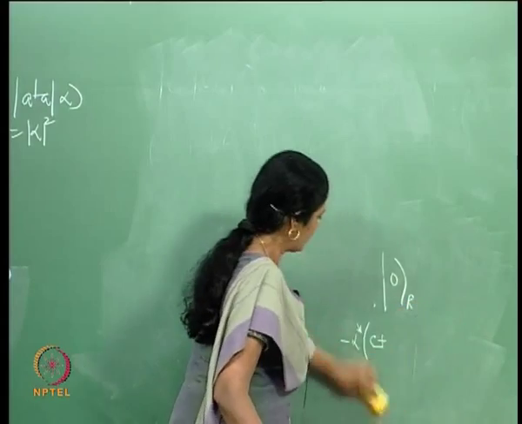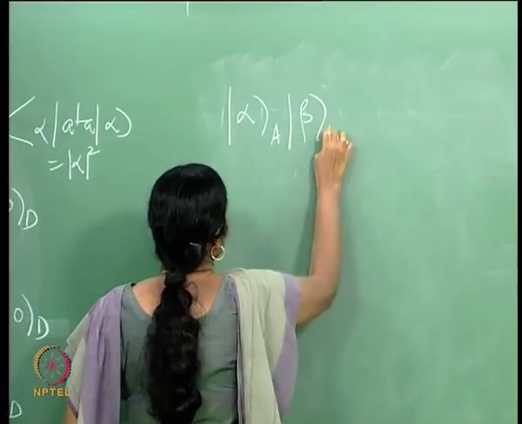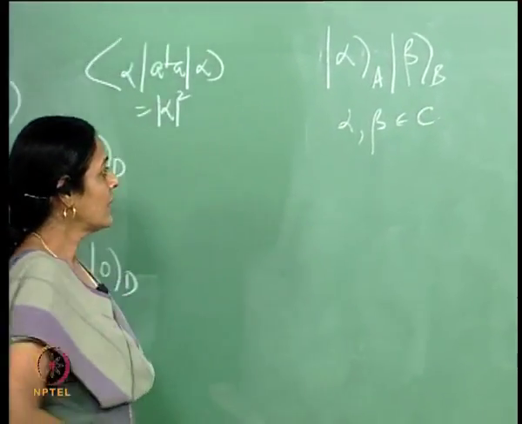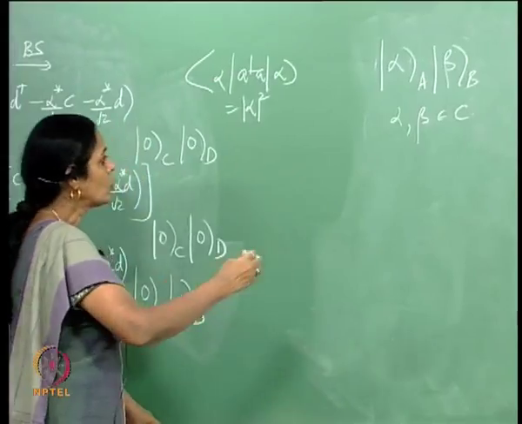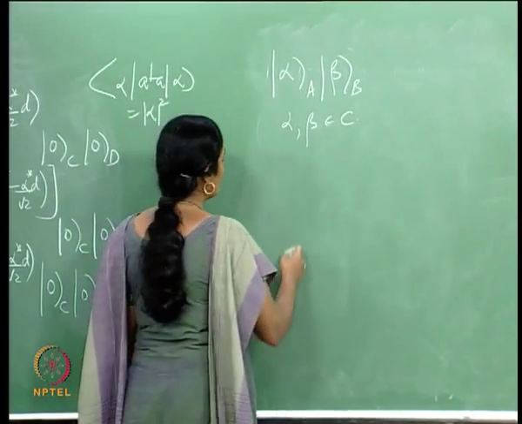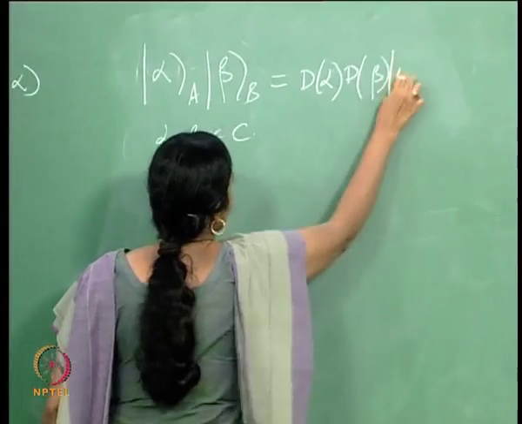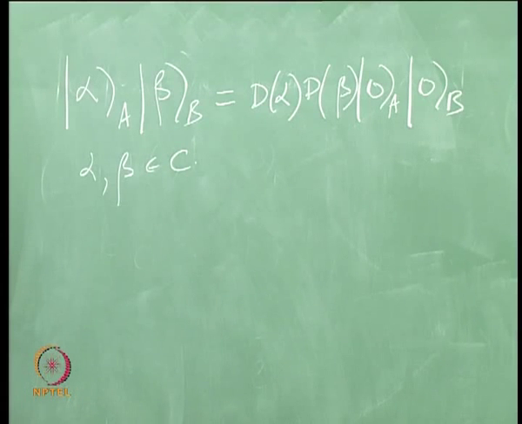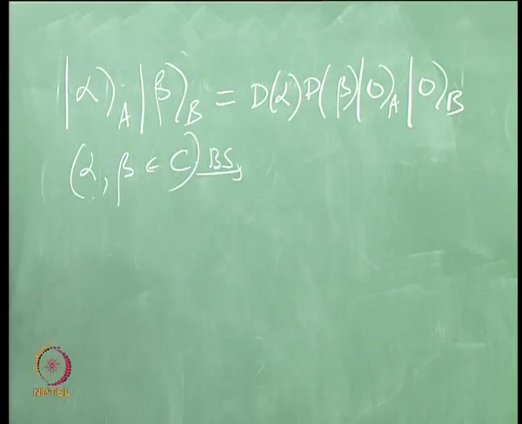Finally, let us look at the following situation. Alpha A, beta B, where alpha, beta are complex numbers. Ket alpha is a coherent state, ket beta is another coherent state. So, I have sent in two coherent states, one through each of the input ports. And so, what do I have by way of output? So, this can be written as d of alpha, d of beta, 0 A, 0 B. So, this is passed through the beam splitter. By way of output, I have the following.